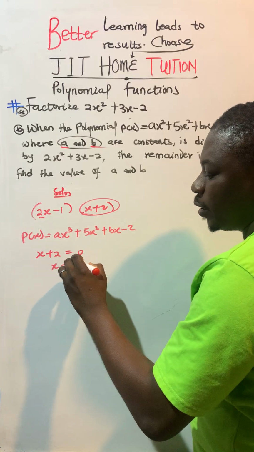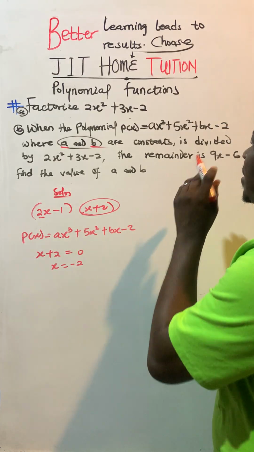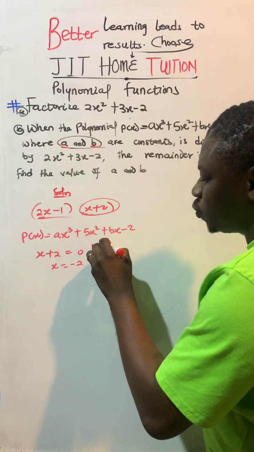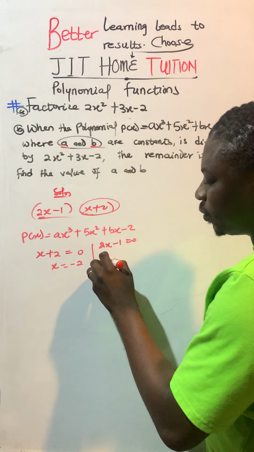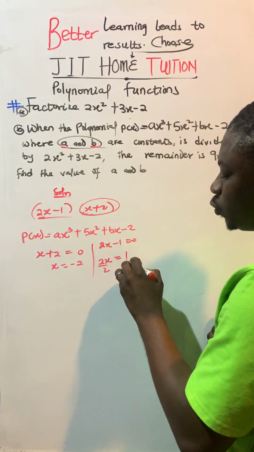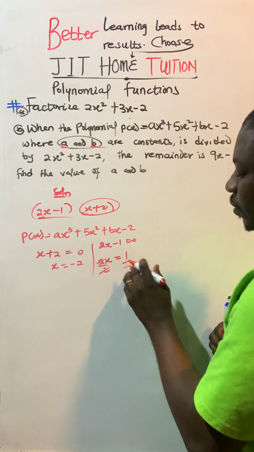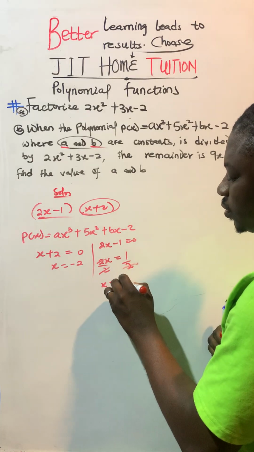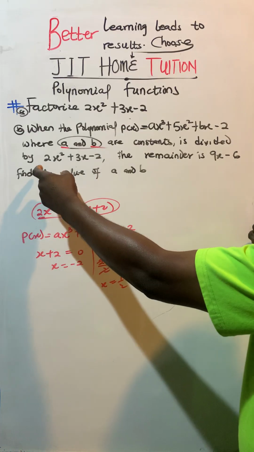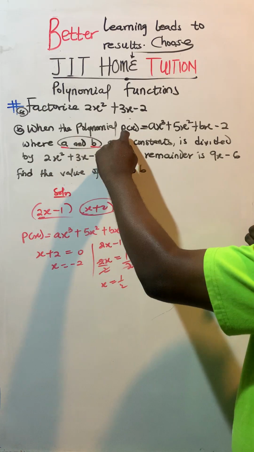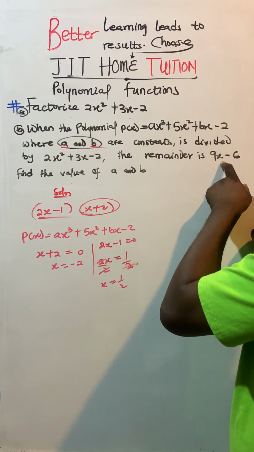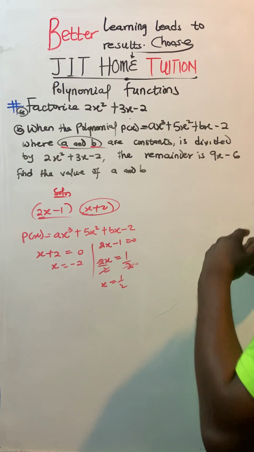X will give you -2. But the question is saying, sorry, you also put this one too there. So let's say that 2x minus 1 equal to 0. You have 2x equal to 1, divide by 2. X is equal to what? Half. Now what it is saying is that when this one divides what you have over here, the remainder that it gives you is 9x minus 6.